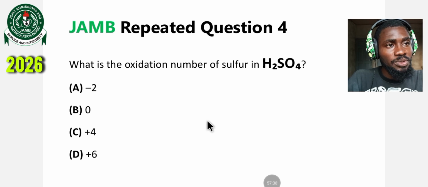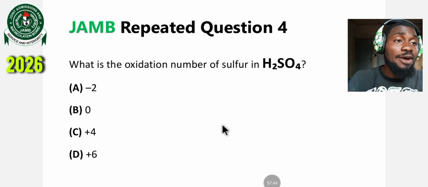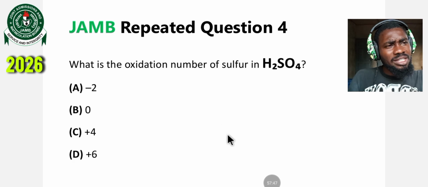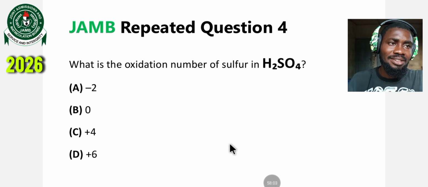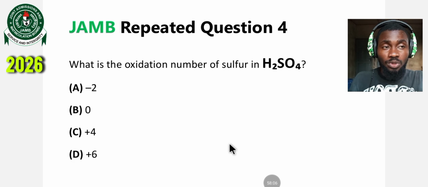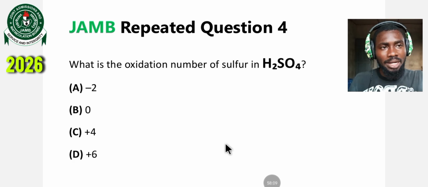Oftentimes, we cram oxidation numbers of compounds because we read them in textbooks. We don't even know how to calculate oxidation number. What if you encounter a question where you are asked to find the oxidation number or the IUPAC nomenclature of a complex salt? You don't have the oxidation number by heart. What are you going to do? You are going to forfeit the question. So let me show you how to easily calculate oxidation number.